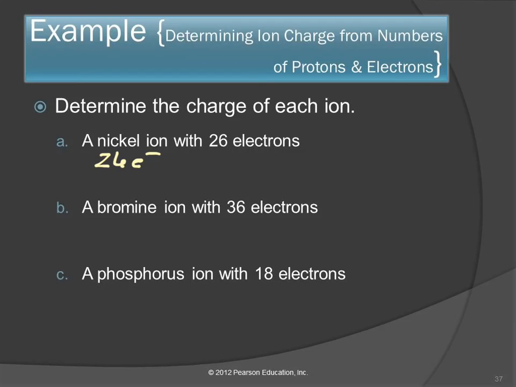So nickel is element number 28. That means it has 28 protons. The protons are positive. So what's the difference between 28 and 26? It's 2. And there are more protons, so this is a +2 charge. If we were going to write the symbol for it, nickel is Ni, and we would write 2+ as a superscript to the right.